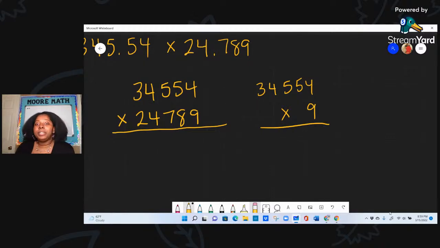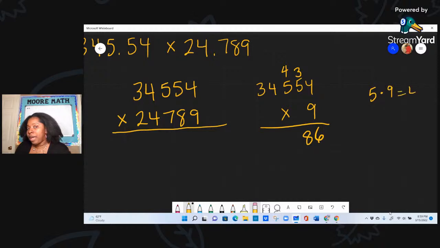So you said 4 times 9 is 36. Good. 9 times 5 is 45 plus 3. 45 plus 3, we're going to get 48. So that's all we're doing, Bella. We're just doing that first row. I know it's a lot of numbers right there, so it's just a lot. Good. So 5 times 9, you're going to get 45. And 45 plus 3, you're going to get 48.